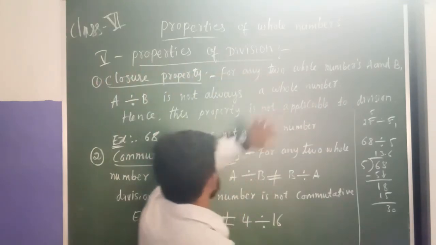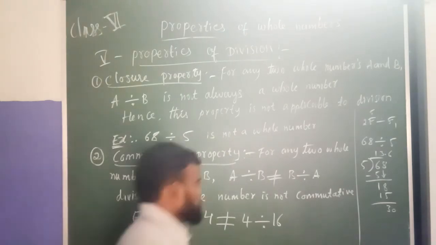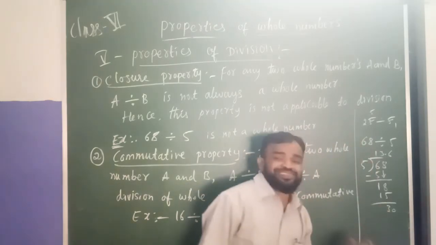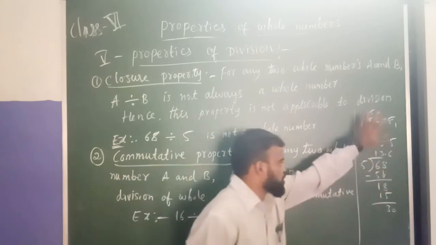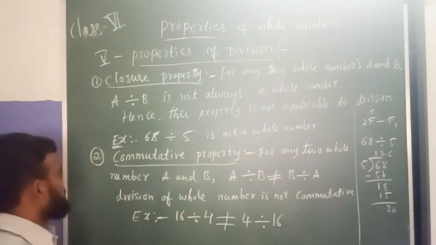Why? That is because of the closure property. Understood? Some sums will not terminate, will not close; the remainders will not get to 0. For that purpose there is the closure property: the answer will not get closed. So for that reason, this is not applicable for division.